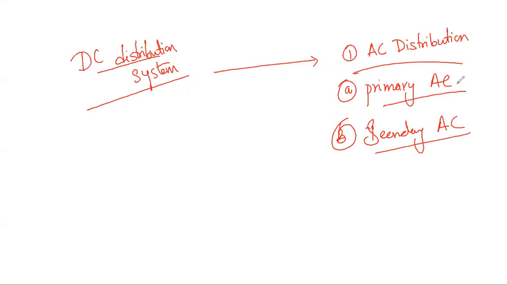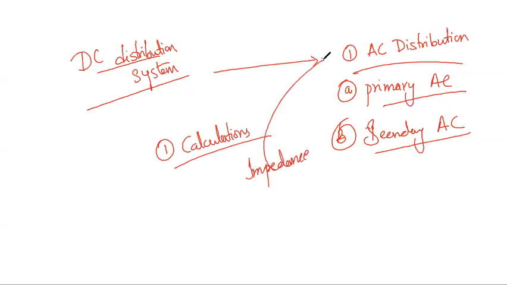You will have the calculations part, associated with the first topic. Next you will have the impedance concept in the case of AC, which is entirely present in AC. There are several methods, with lagging and leading power factor, a three-phase unbalanced load, and four-wire star-connected loads. These are the different types of problems you will come across in AC distribution.